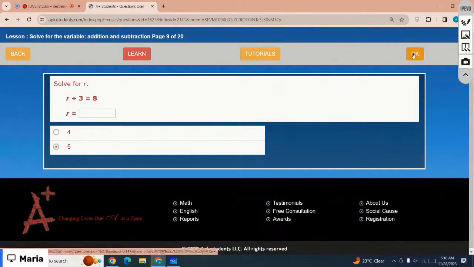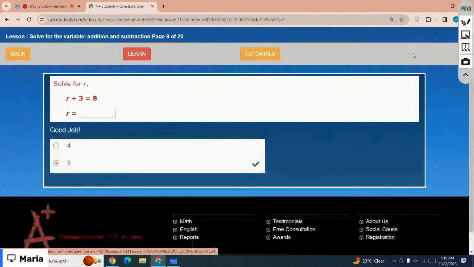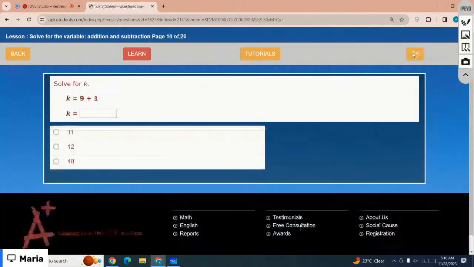Okay, the next one is k equals 9 plus 1. So which is the correct option? Yes, it is 10. The correct option is 10.